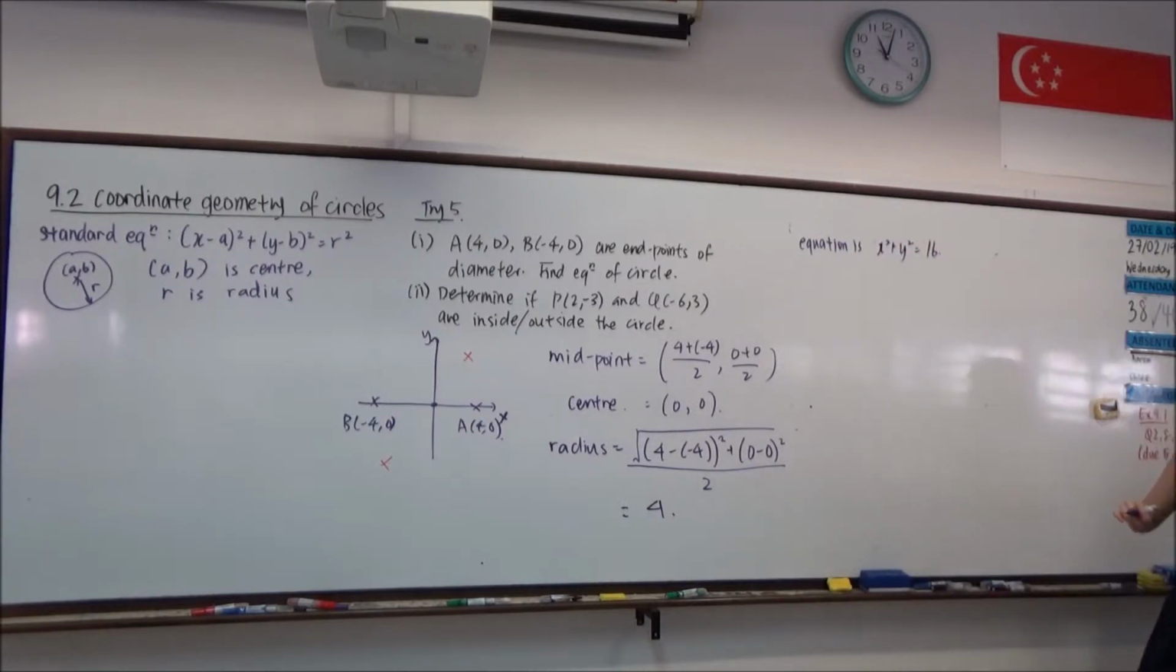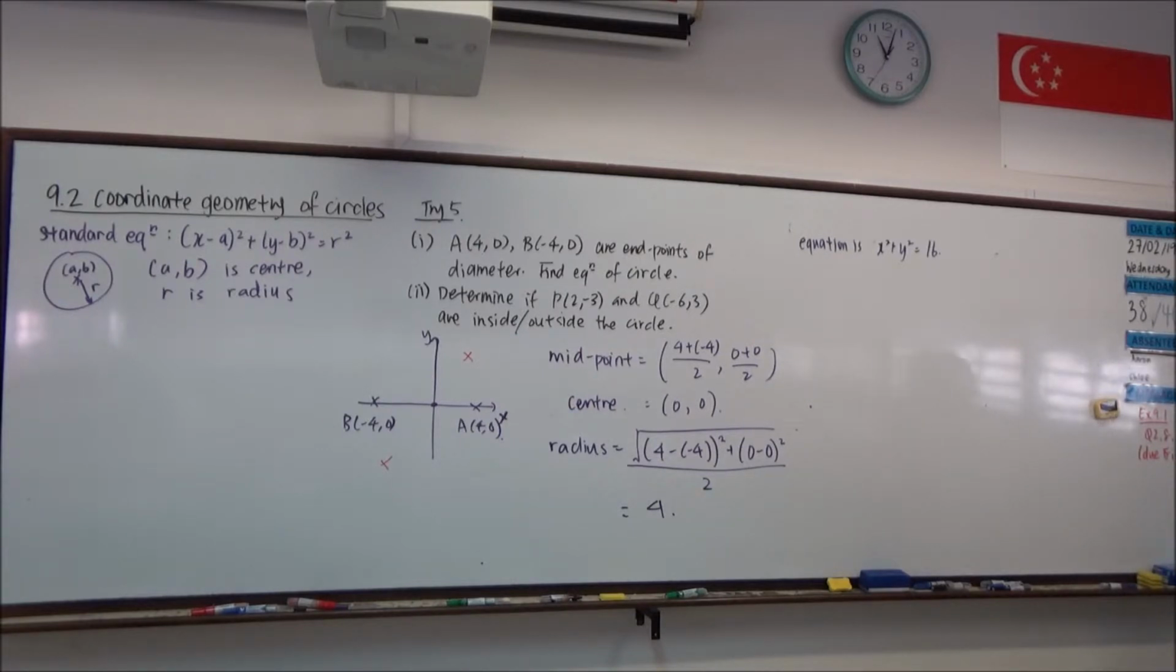It will be x squared plus y squared equals 16. Right, because the center is at the origin, so x minus 0 will still be x, and y minus 0 will still be y. Okay, and then 4 squared will give you 16. Okay? Let's look at part 2.